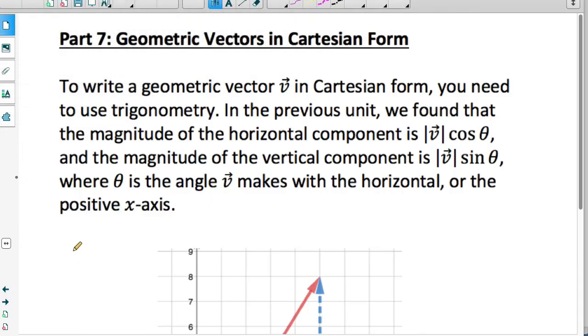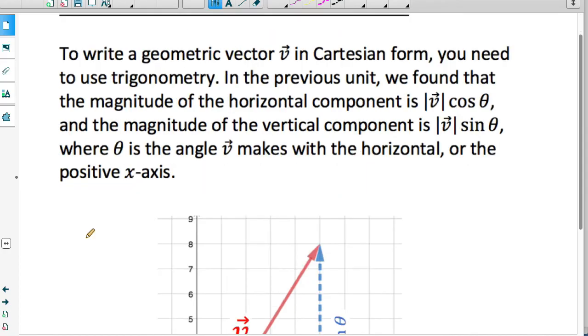Last section of this lesson. Let's look at how, if we're given information about a geometric vector, we could rewrite it as a Cartesian vector and then make the math with them actually quite a bit easier. Let's see what I mean. So to write a geometric vector in Cartesian form, so as an algebraic vector, we'll use trigonometry.